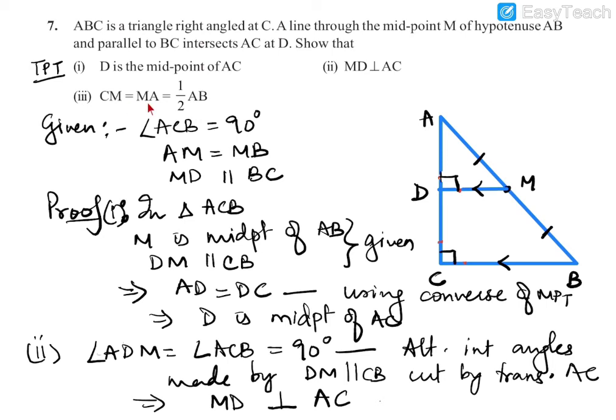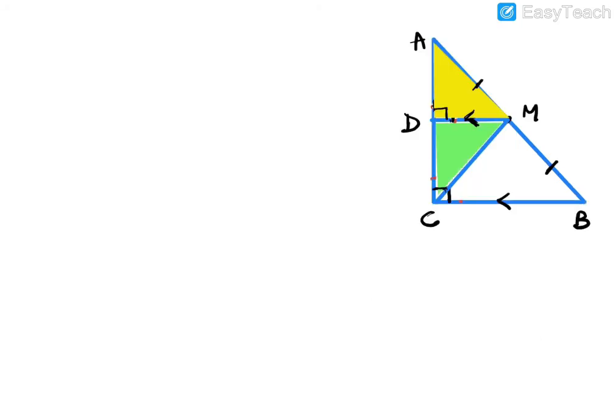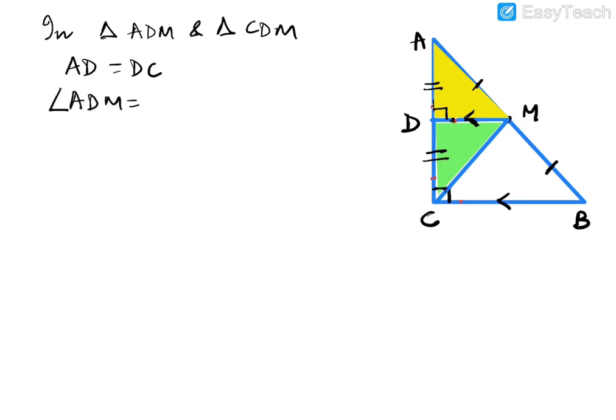Now we have to show CM is equal to MA. So join these points M and C. To show AM equal to MC, we will show the triangles containing them congruent. So we are going to show triangle ADM congruent to triangle CDM. In these two triangles, we have already shown AD equal to DC in the first part. In the second part, we have shown angle ADM equal to 90 degrees.